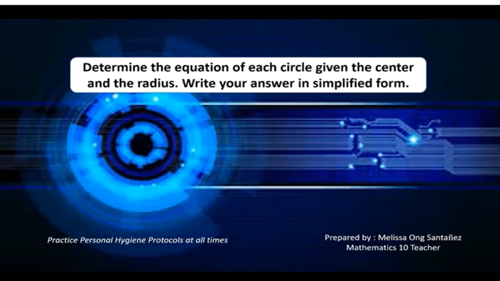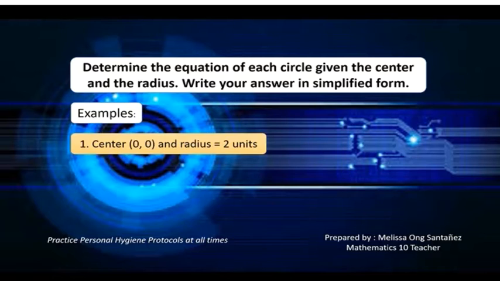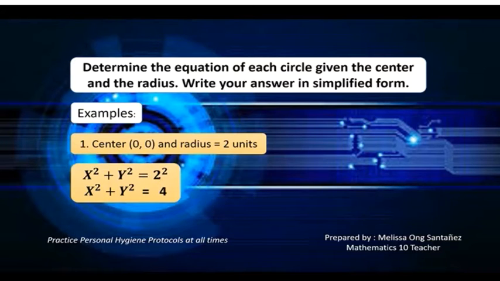Let's have this another one. We are to determine the equation of each circle given the center and the radius. And please write your answer in simplified form. For example, if the center is at 0, 0, that means it's at the origin, and your radius is equal to 2 units. So we already know that if the center is at the origin, and since the coordinates of the h and k variables are 0, 0, your formula would become simpler: x squared plus y squared is equal to r squared.